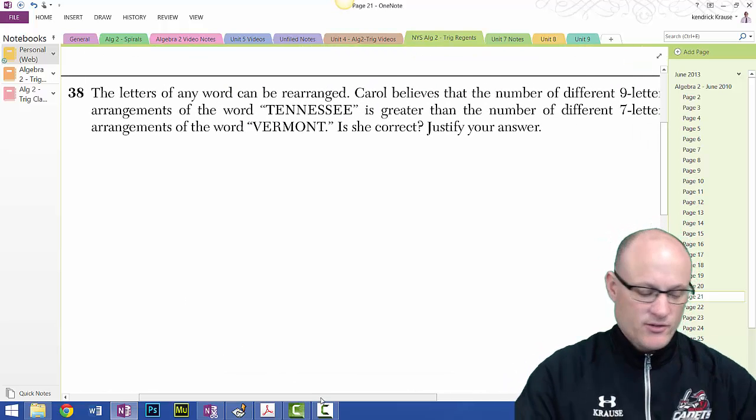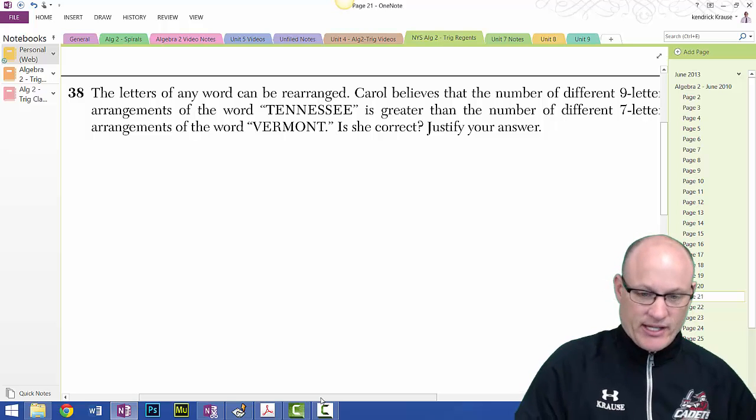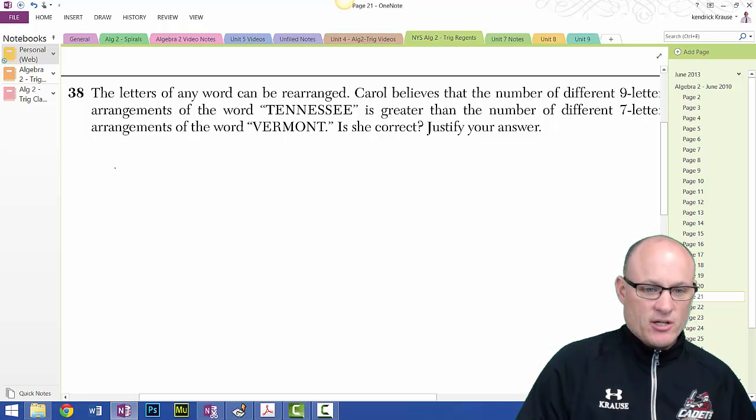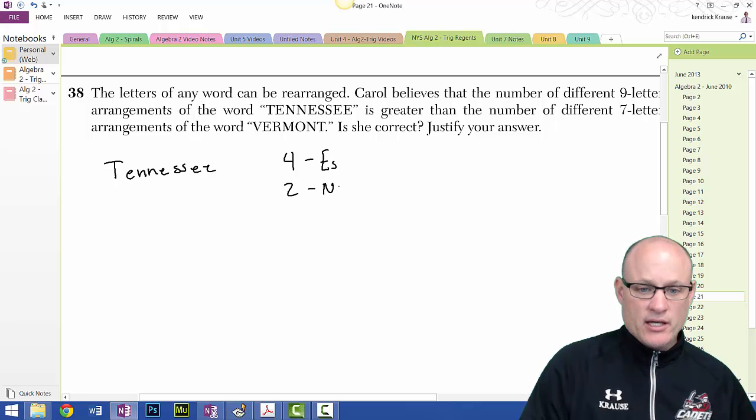All right. So Tennessee has 9 letters in it. Let's talk about Tennessee. What an annoying thing to write. Okay. It has 4 E's, 2 N's, and it has 2 S's.